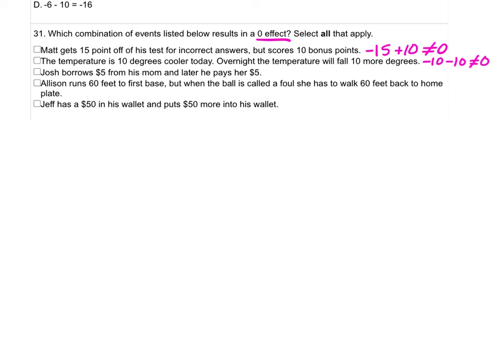Josh borrows $5 from his mom, and later he pays her $5. So that would be opposites. So that does equal 0. Allison runs 60 feet to first base, but when the ball is called a foul, she has to walk 60 feet back to home plate. So she increased 60, but then she had to go back 60. Those are opposites. It does equal 0. Jeff has $50 in his wallet, so he starts at $50 and puts $50 more into his wallet. 50 plus 50 does not equal 0.